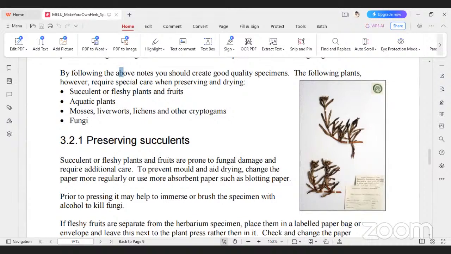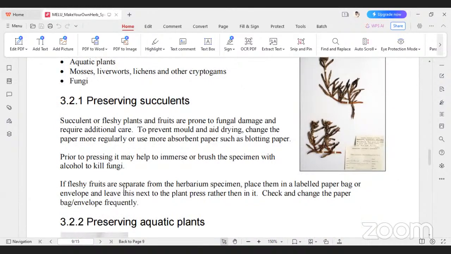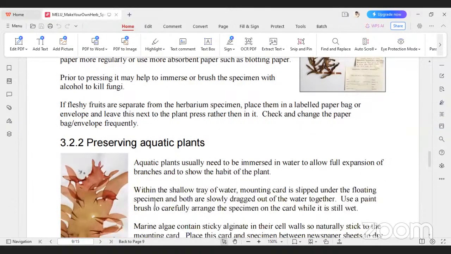Prior to pressing, it may help to immerse the fresh specimen in alcohol, which kills fungi. So when you collect the specimen from natural places, first wash it with alcohol, then press it. Fleshy fruits are separated from the herbarium specimen. Place them in a labeled paper bag or envelope and leave them next to the plant press. Fruits are not pressed; keep them in resealable pouches. Check the paper bag frequently for damage.